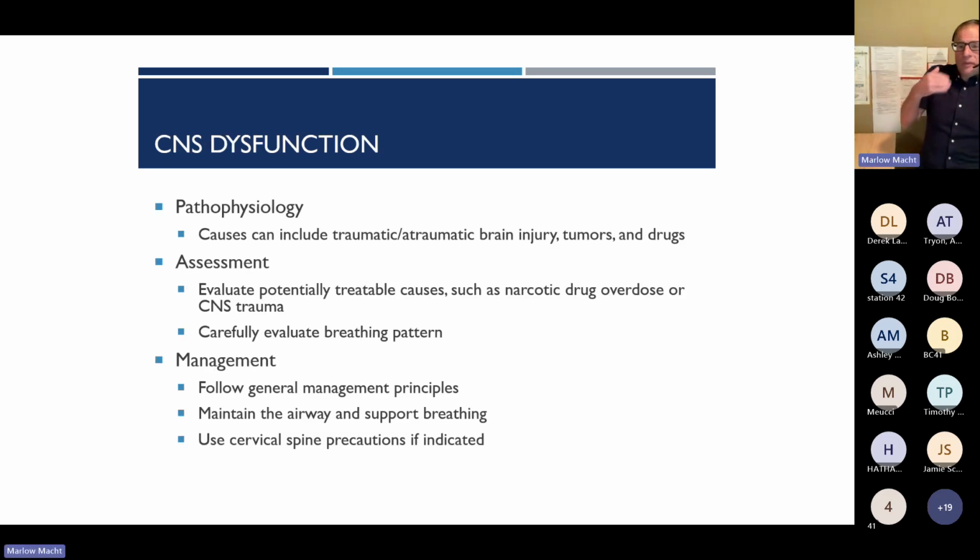Another problem that prevents people from generating the appropriate amount of negative pressure is a problem with the central nervous system. That can be from brain injury, either traumatic or a CVA, rarely from tumors, and fairly commonly we'll see CNS dysfunction because of sedating drugs. So obviously think about narcotic drug overdose, think about trauma, make a note of what's going on with the breathing pattern, and then follow the general management principles that we discussed earlier.